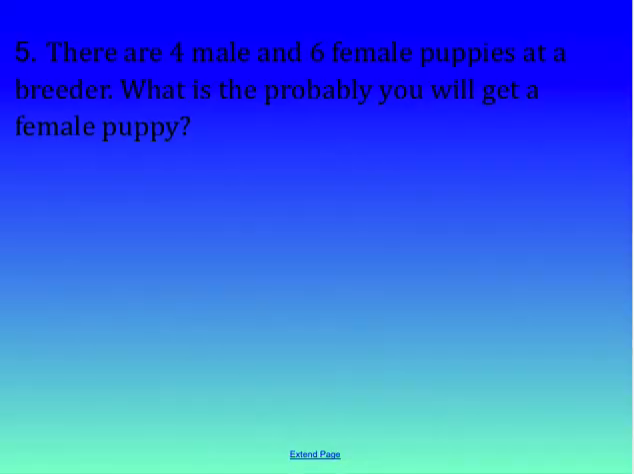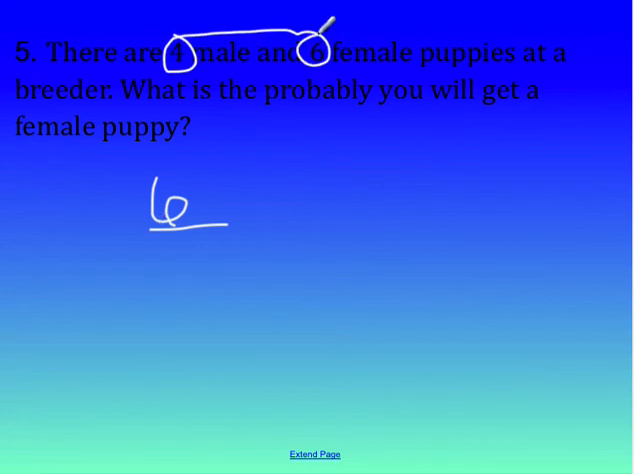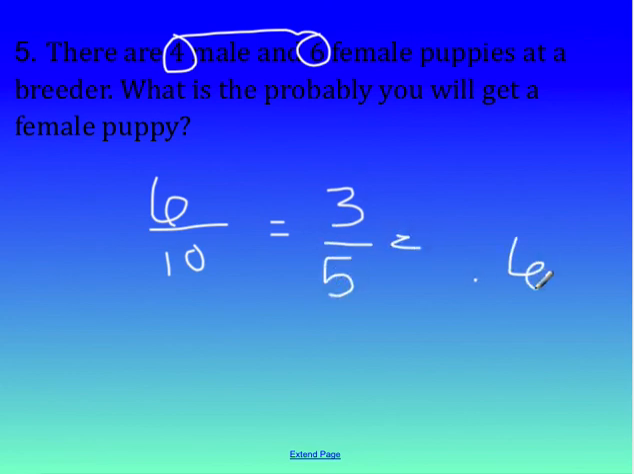Last but not least, this should say number 4, but we could do number 5, I guess, too. It says there are 4 male and 6 female puppies at a breeder. What is the probability you will get a female puppy? Well, there's 6 female puppies, so that's our success. Think about it. How many total puppies do we have? That's going to be 4 plus 6, which is 10. So 6 divided by 10 reduces to the fraction 3/5, but I'm more worried about the decimal. And the decimal I get is 0.6. So there's about a 60% chance that I get a female puppy.